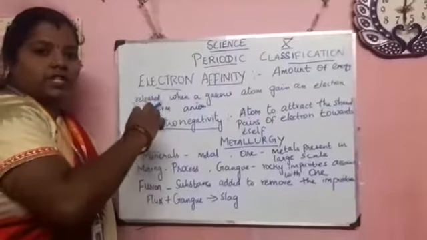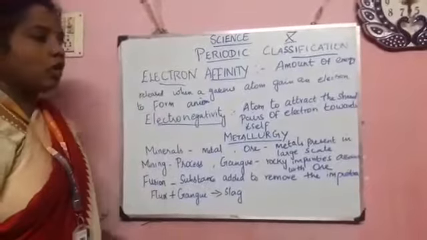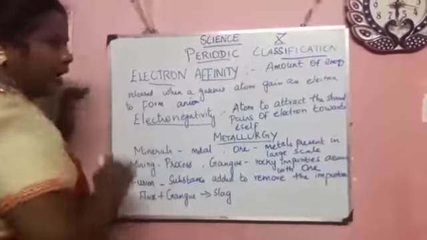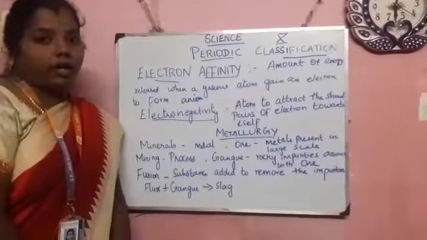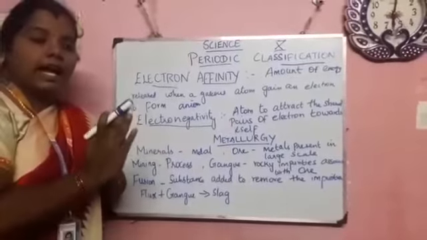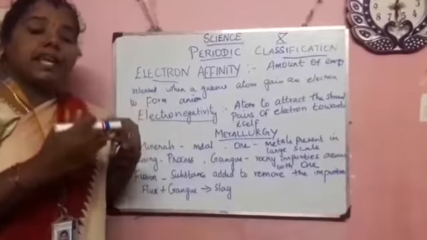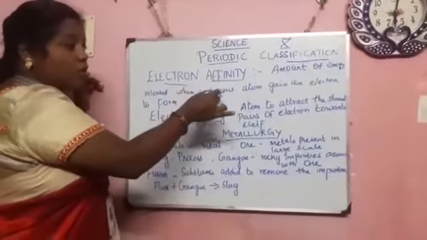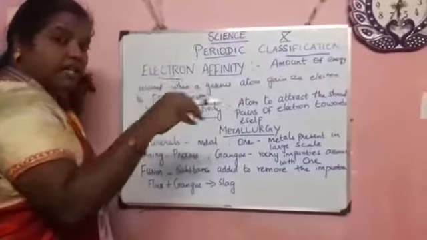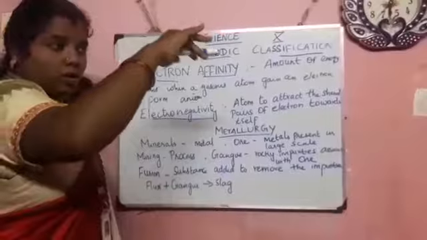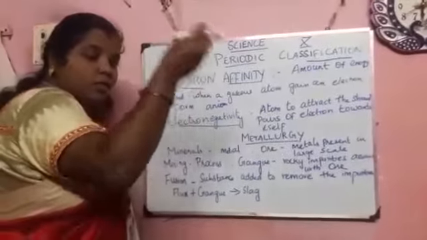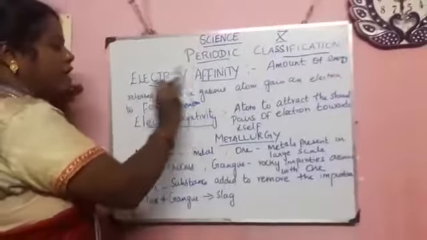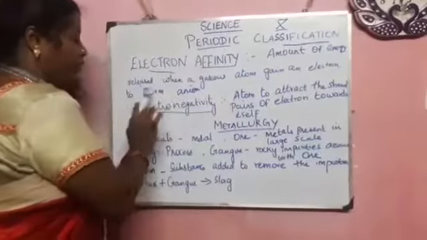Next we are going to see the electron affinity. Electron affinity is the amount of energy released when a gaseous atom gains an electron to form an anion. I already told you what is meant by anion and cation. To attain a stable configuration, an atom has to lose an electron or gain an electron. The energy used to lose or gain the electron is called electron affinity. To gain an electron, it is formed as an anion.